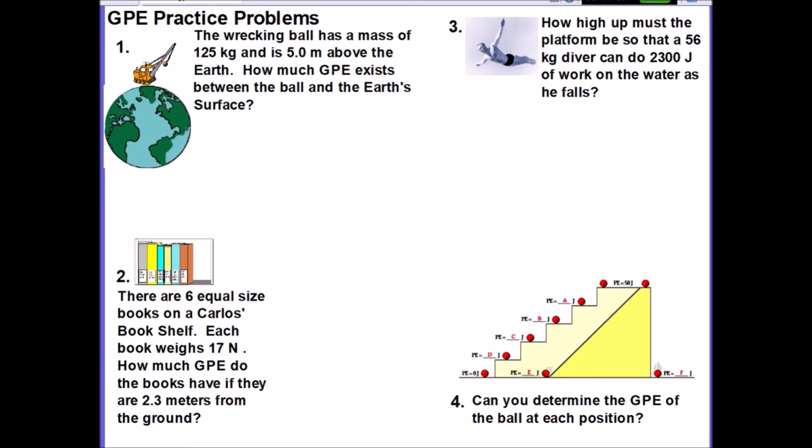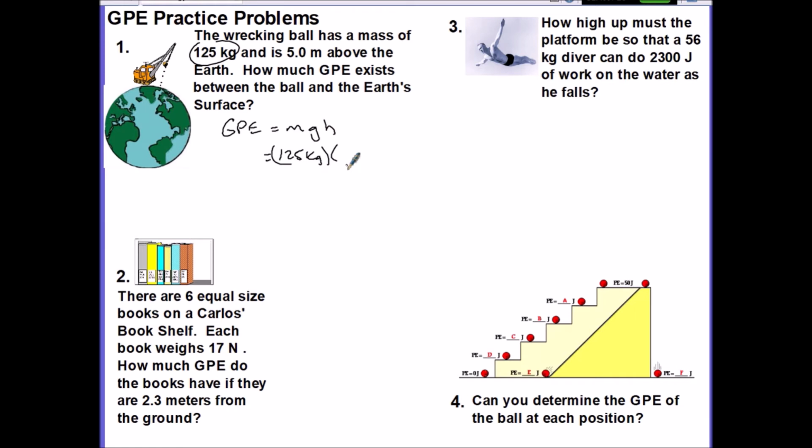So the wrecking ball has a mass of 125 kilograms. It's 5 meters above the Earth. How much GPE exists between the ball and the Earth's surface? So up here, if I drop that ball, it's going to tend to change its position downward, and I want to determine how much energy it has at that position due to the fact that it's elevated above the surface of the Earth. We just simply plug in some numbers here to be able to calculate that. 125 kilograms is our mass.